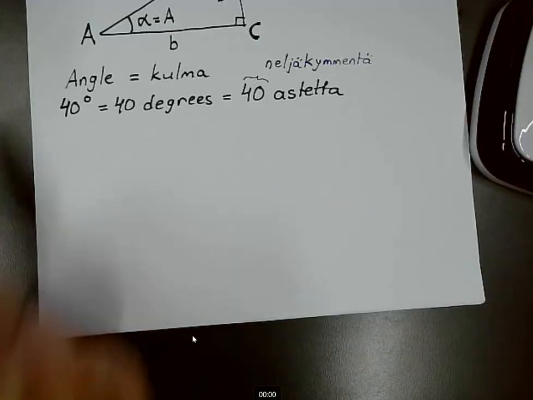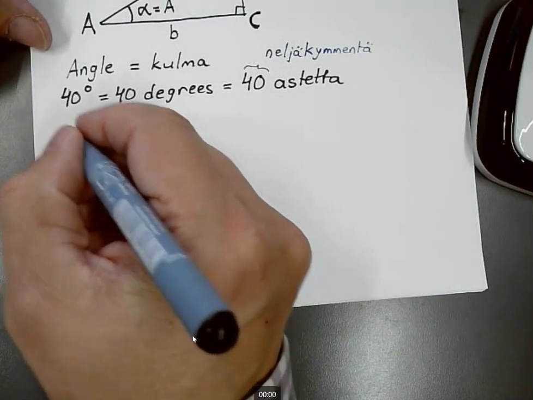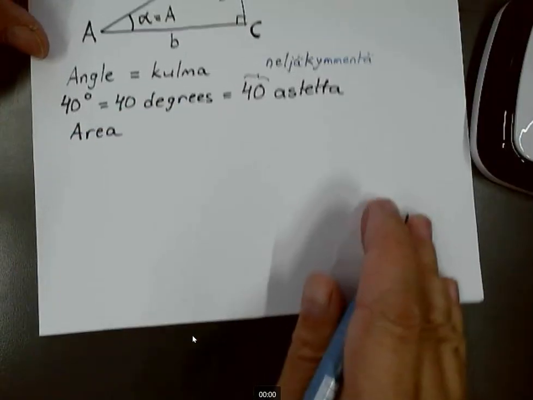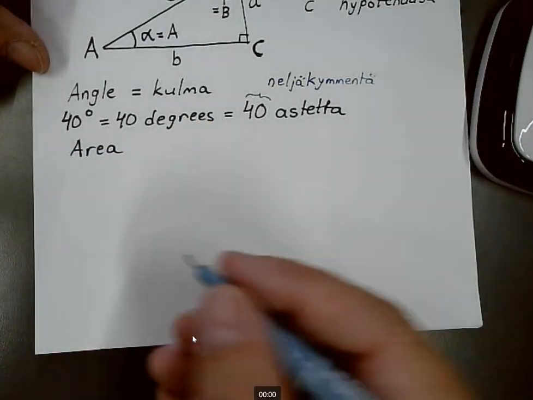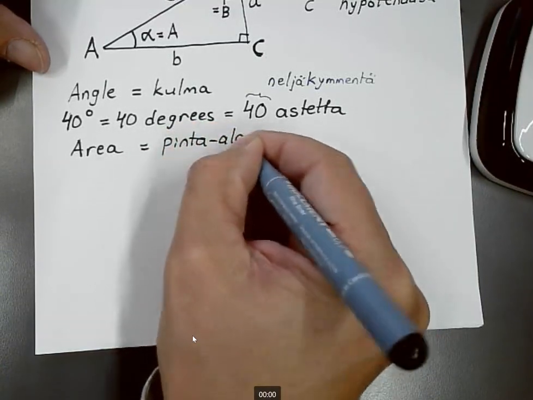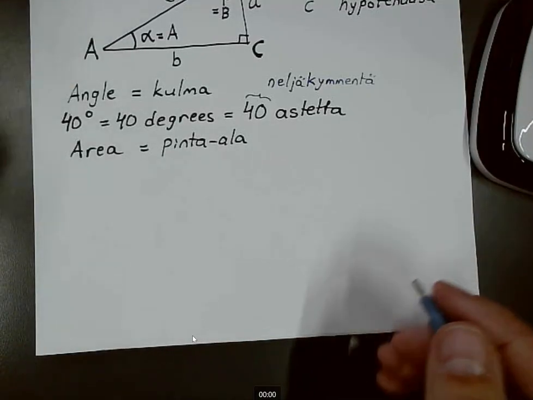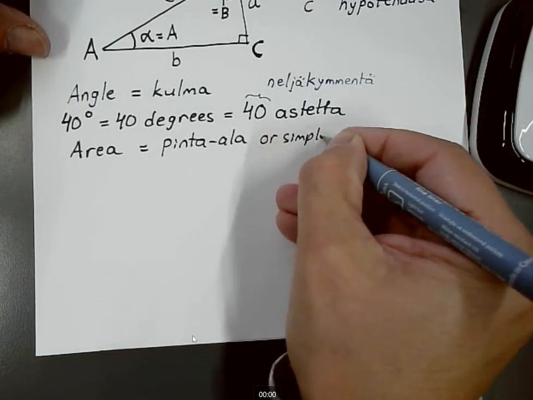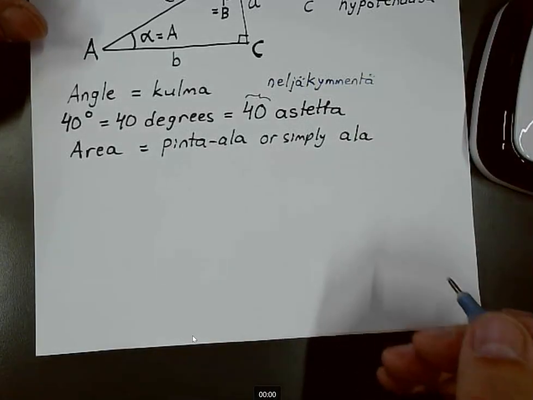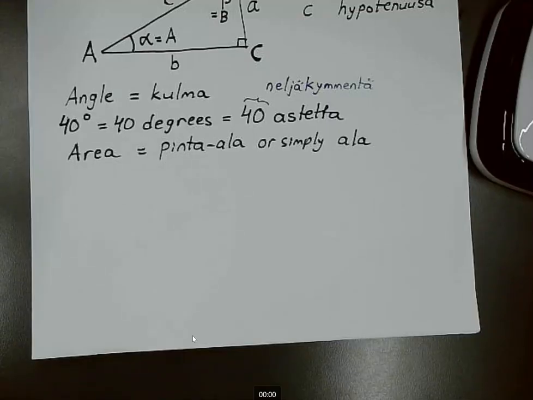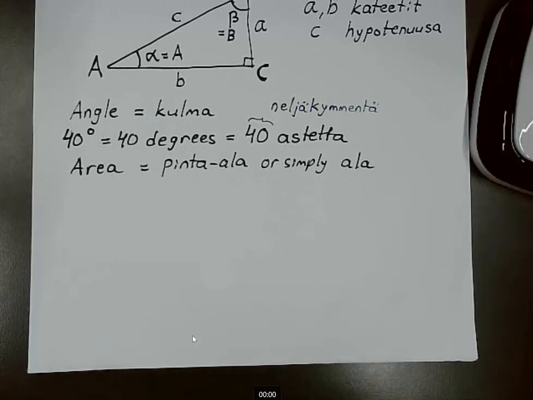One word also. Area, or surface area, is pinta-ala. Or simply ala. Pinta-ala, area, the surface area of, for example, a triangle.